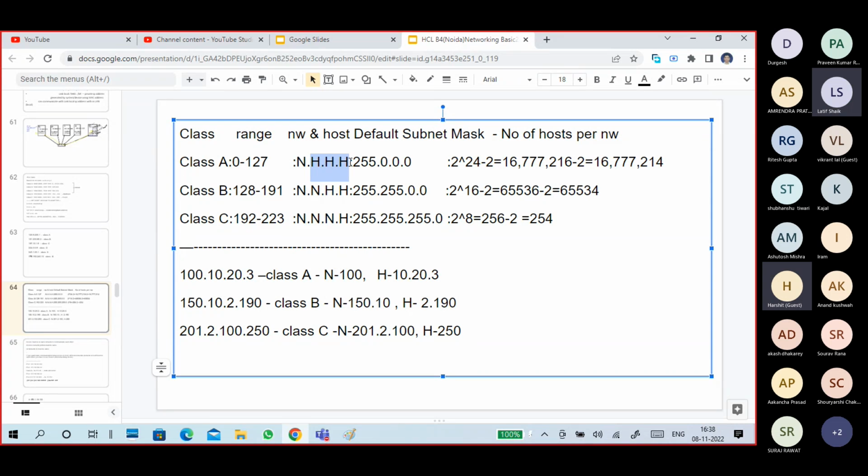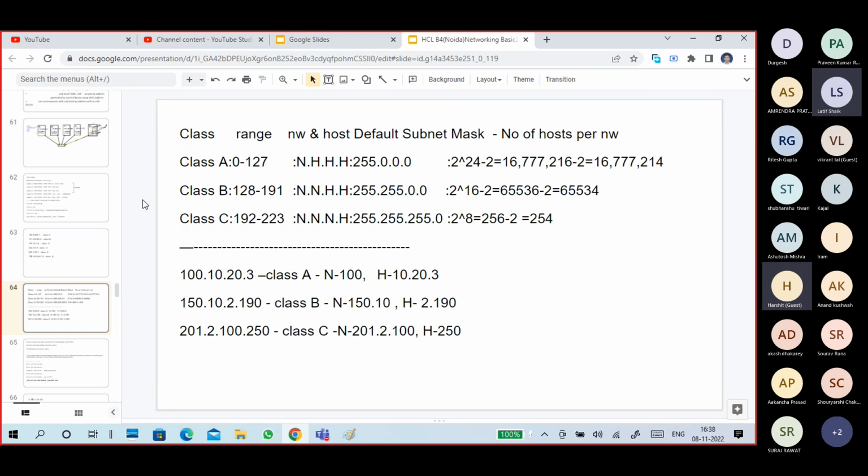It has 3 host portions, meaning 3 8s, 2 to the power of 24 minus 2, 16 million, not a billion kind of stuff, guys. 16,777,216 total IP addresses. After that, one is a network ID, another one is a broadcast ID. If you remove those, 16,777,214 hosts we are able to have.